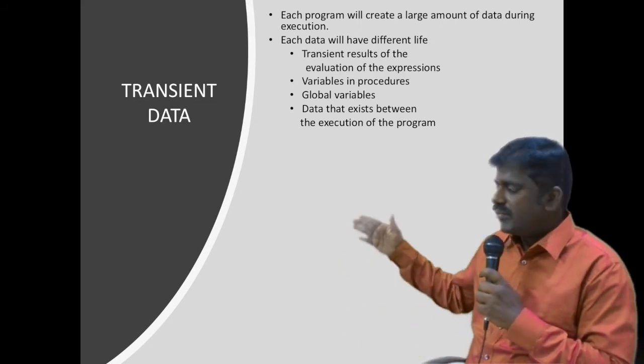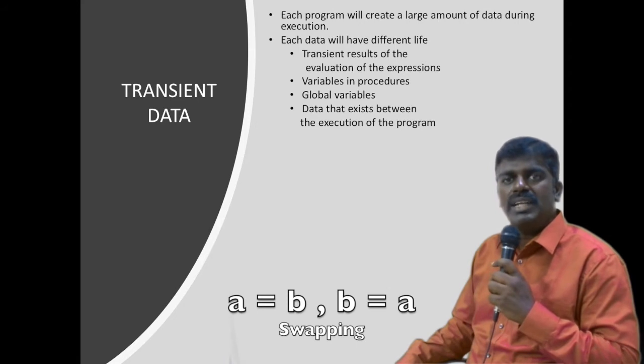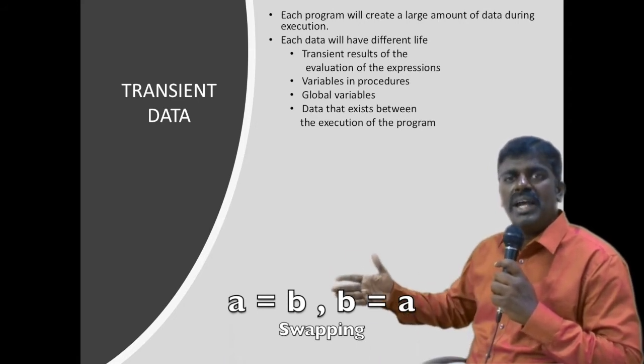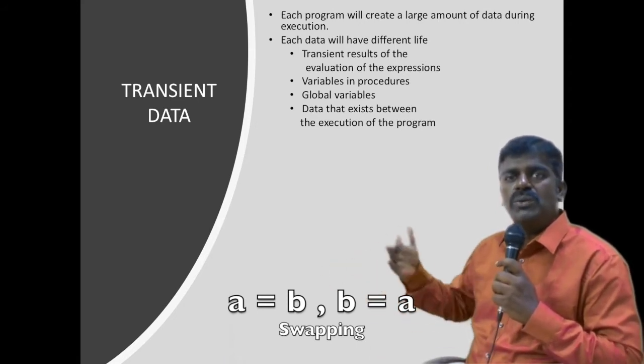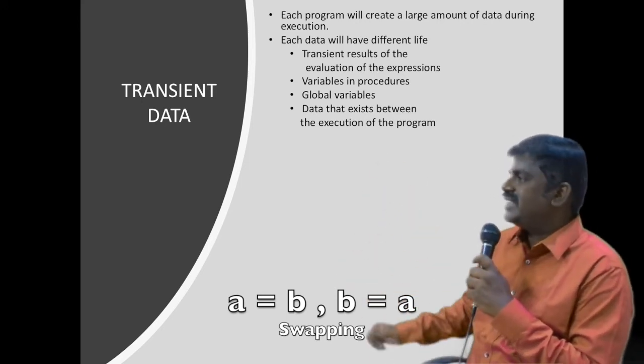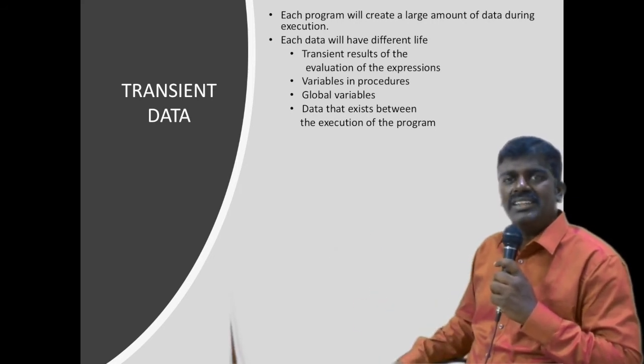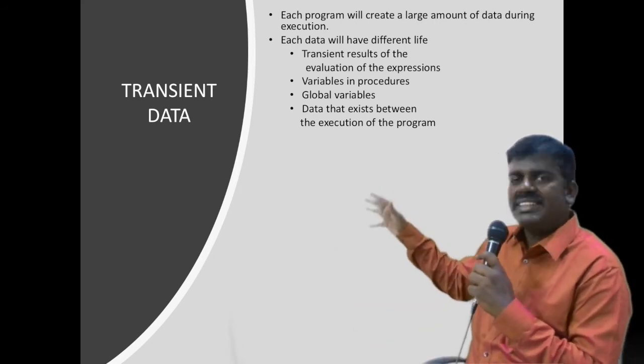And finally, in swapping the values, for example, if a equals b and b equals a, if you want to swap the variables, again transient data objects are created to do the swapping process. So these are all the things about transient data.